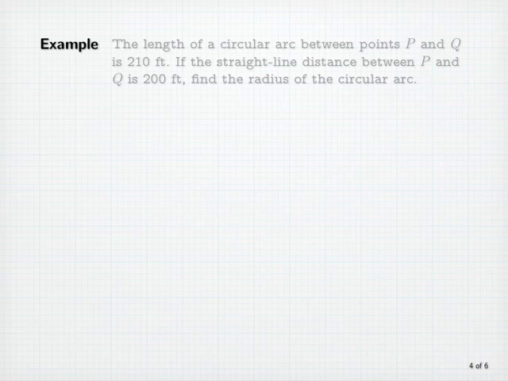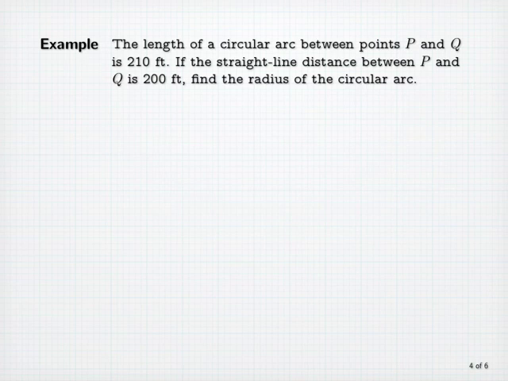Another example. The length of a circular arc between points P and Q is 210 feet. If the straight line distance between P and Q is 200 feet, find the radius of the circular arc.